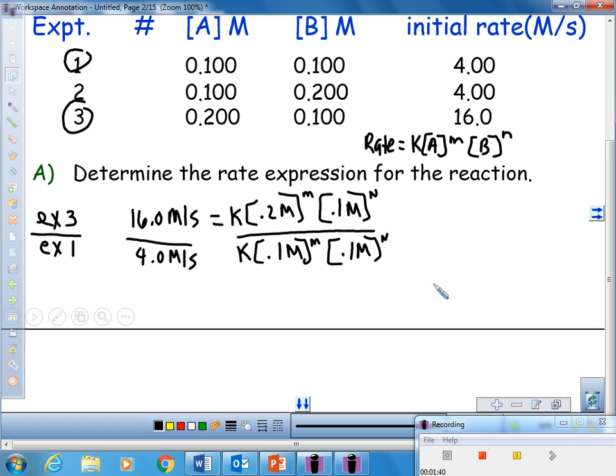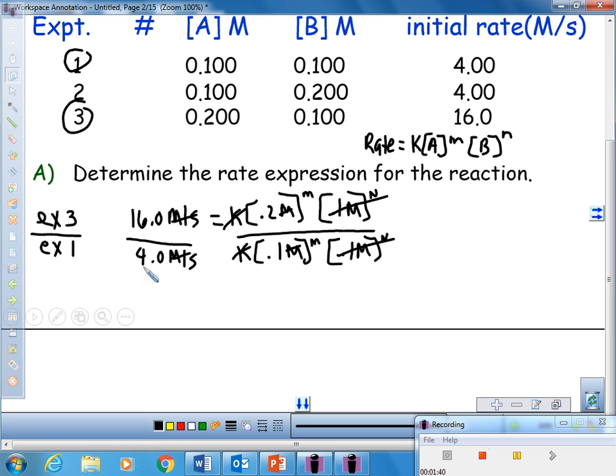Alright, so the reason we picked the experiment 3 and 1 is, do you notice it's 0.1 to the n divided by 0.1 to the n? These are the same things, so they cancel out. So that's exactly why we picked them. So we wanted to concentrate on A, so we didn't really want to look at B. So do you see it's a K on top and a K on bottom? Those constants are the same, so they're going to cancel out. And my units cancel out. We've got a lot of canceling going on. My numbers don't cancel. Your exponents don't cancel out, unfortunately.